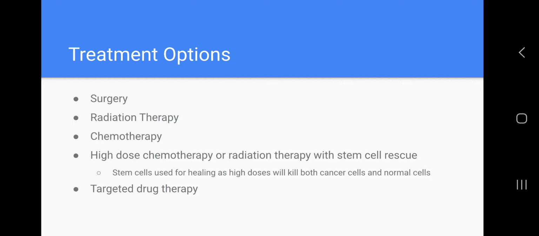So what are the treatment options for neuroblastoma? Well, you have surgery, you just remove it. Radiation therapy, chemotherapy, so those are common in really any cancer form.